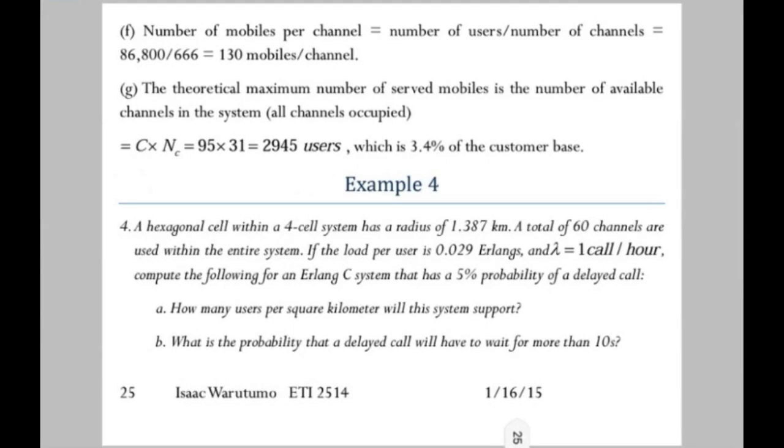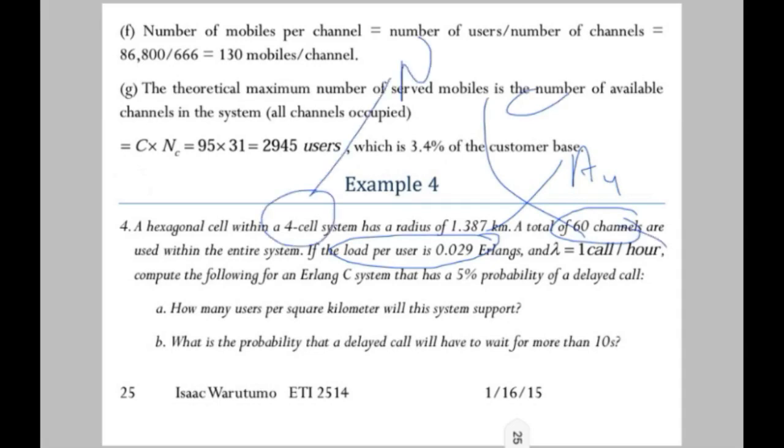This says that a hexagonal cell with a 4-cell system has a radius of 1.387 kilometers. A total of 60 channels are used within the entire system. If the load per user, this is what we call A_u, isn't it? A small u. 60 channels are available. This is C. Area or radius is not A. This is our N, I believe. Lambda is already given: 1 call per hour. This is called arrival rate. Compute the following for an Erlang C system that has 5% probability of delayed call.